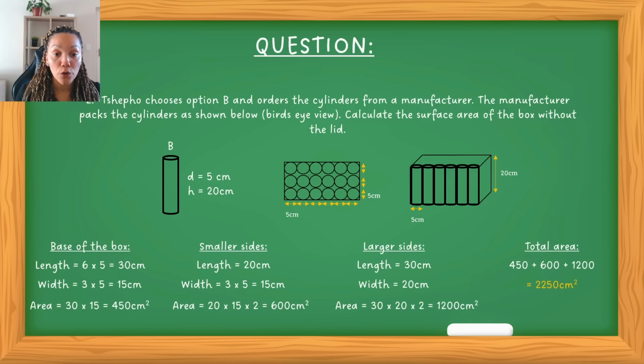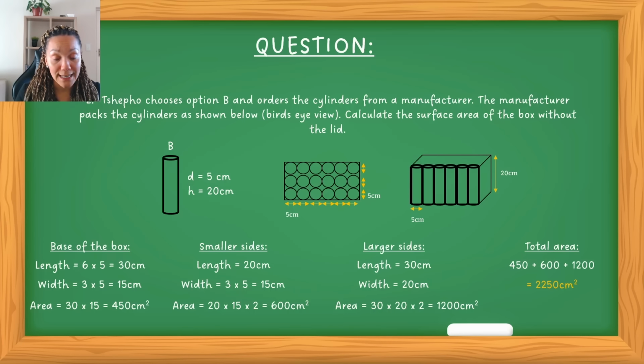Because I've now given you an example of how you could use it, but in a test situation, they're going to literally give you anything. They can give you anything. And if you understand the formula and the concept of surface area, then you shouldn't have any problems.